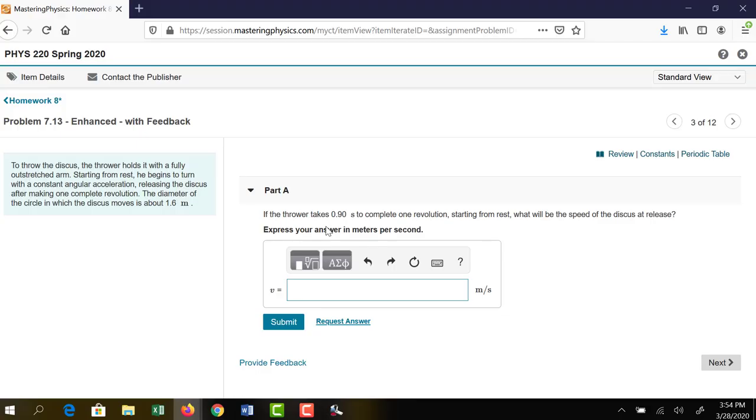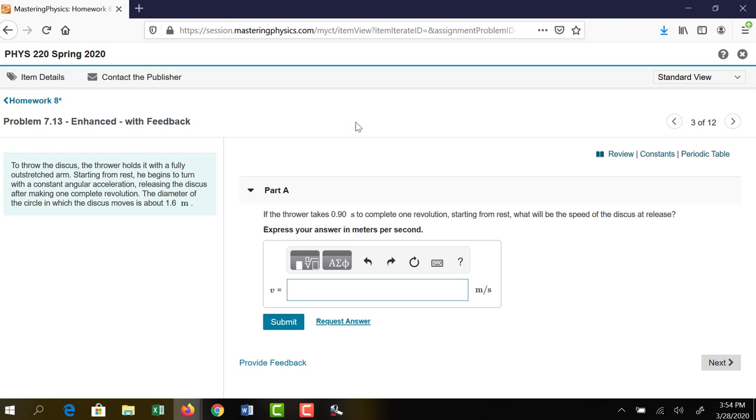Okay, so 7.13, to throw the discus, a thrower holds it with a fully outstretched arm. Starting from rest, he begins to turn with a constant angular acceleration, releasing the discus after completing 1 revolution. The diameter of the circle in which the discus moves is 1.6 meters. Okay, so it must be 0.8 for the radius then. If the thrower takes 0.9 seconds to complete one revolution, starting from rest, what will the speed of the discus be at release?